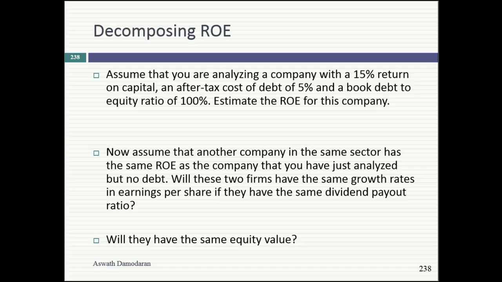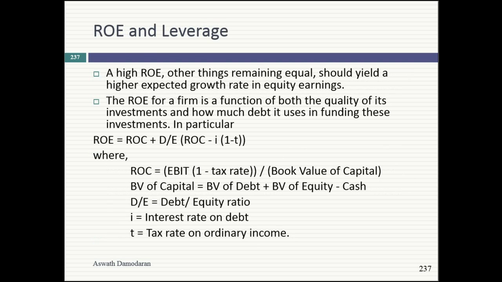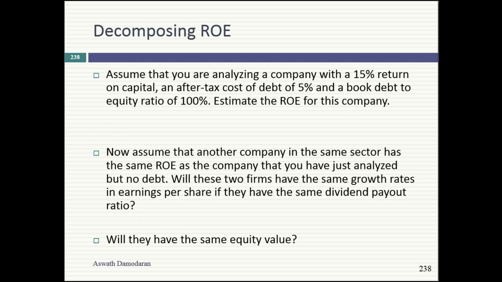I borrow money at 5% and I make 15%, right? So for every dollar I borrow, I'm making a 10% differential that comes back to me. My return on equity here, if you go back and plug numbers in, 15% is my return on capital. Debt to equity ratio is 1. The number inside the brackets is 15 minus 5. My return on equity is going to be 25%.